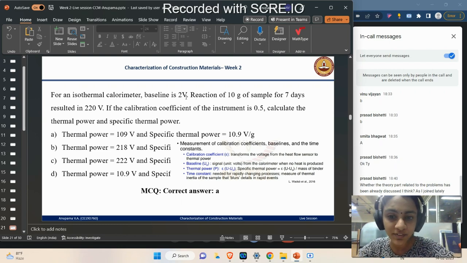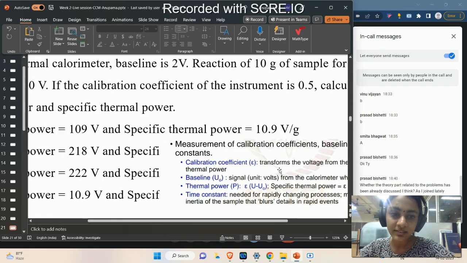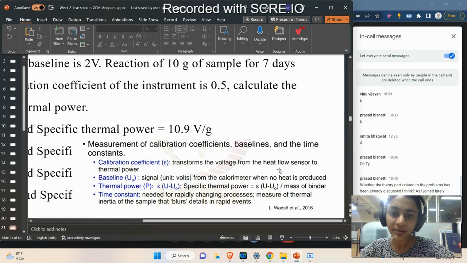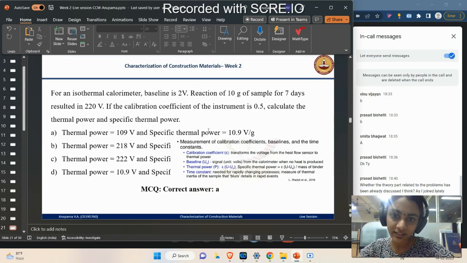And what is specific thermal power? That is also given in this slide. It is thermal power divided by the mass of the binder. So that is why here the 10 gram is given. So this thermal power 109 volt divided by the mass of the binder, which is 10. So 109 by 10, that is 10.9 volt per gram. So I hope this is clear.